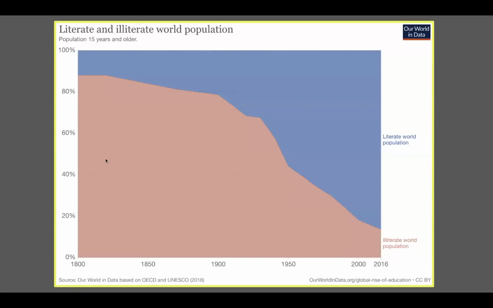So if we look at this chart, we have 1800 and about 90% of people cannot read. We have 90% of the population is illiterate. But over time, as our education systems improve, it goes down, down, down. And now we have so many people who know how to read. About 90% of people know how to read now. That's quite amazing. And this is all thanks to the printing press.